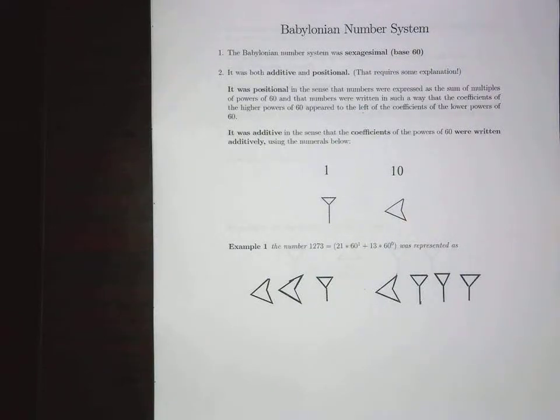Next, we consider the ancient Babylonian number system. First of all, the Babylonian number system was sexagesimal, base 60, and it was both additive and positional, and it says here that requires some explanation, and it does.